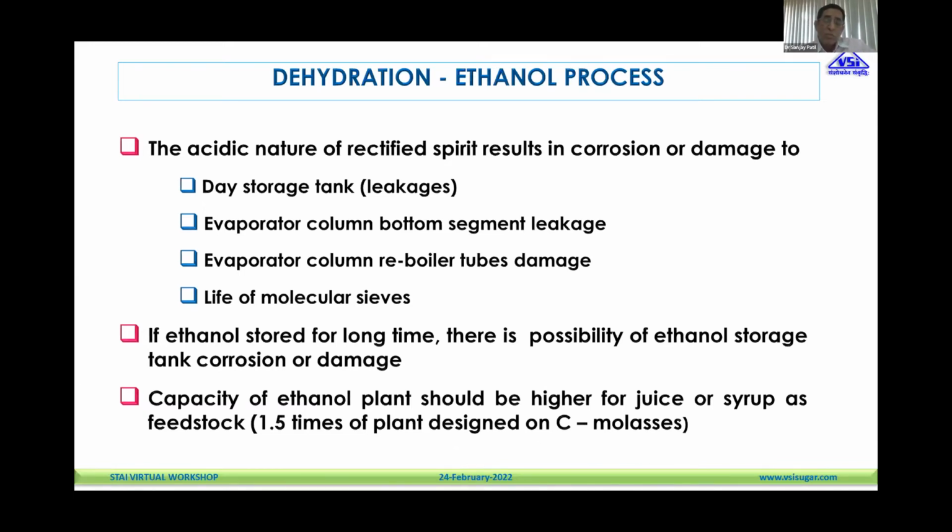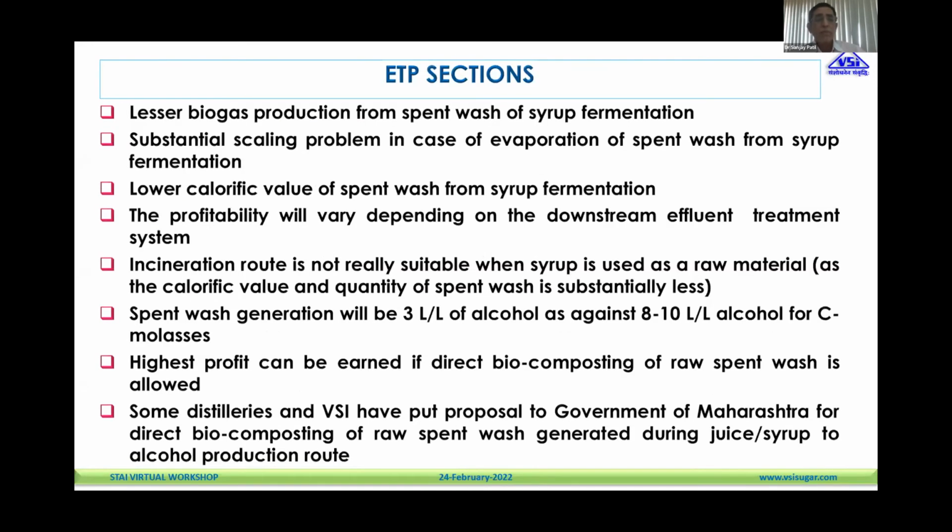The evaporator column bottom segment leakage has also been observed, and evaporator column reboiler tube leakages have also been observed, and we have also observed some issues with the molecular sieve because of the acidic nature of the rectified spirit being used. If this ethanol is stored for a longer time, there is possibility of ethanol storage tank corrosion and damage also. But the advantage of using syrup or juice is that you can increase your capacity by about 1.5 times as compared to what you are operating with the sea molasses.